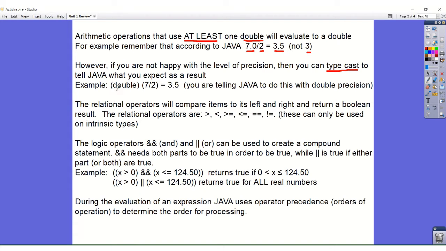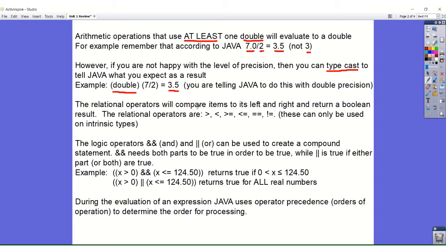Now, the way that typecasting works is you say what type of precision you'd like inside of parentheses, and then you do your computation inside of parentheses behind that. So normally 7 divided by 2 was going to give us 3, but when Java sees that double in front of it, you're basically telling Java, I want you to do this calculation with double precision, and therefore the answer will come out to be 3.5, which is the correct answer, and no truncation of decimals will happen. So this is called typecasting while you're doing the computation.